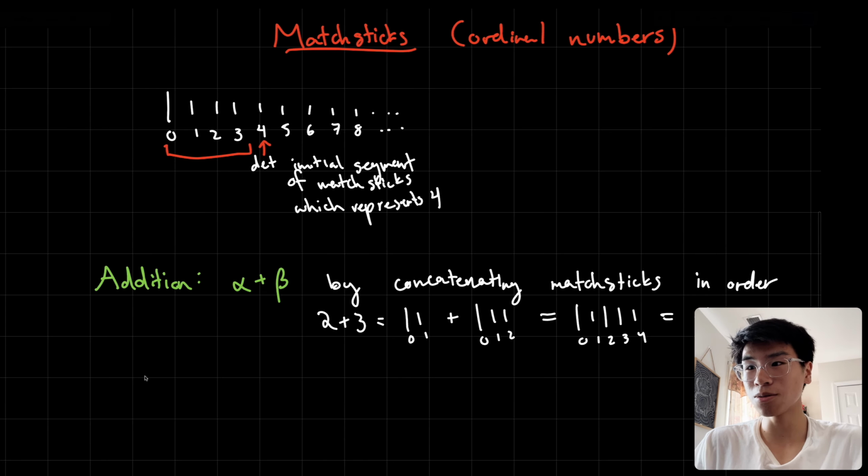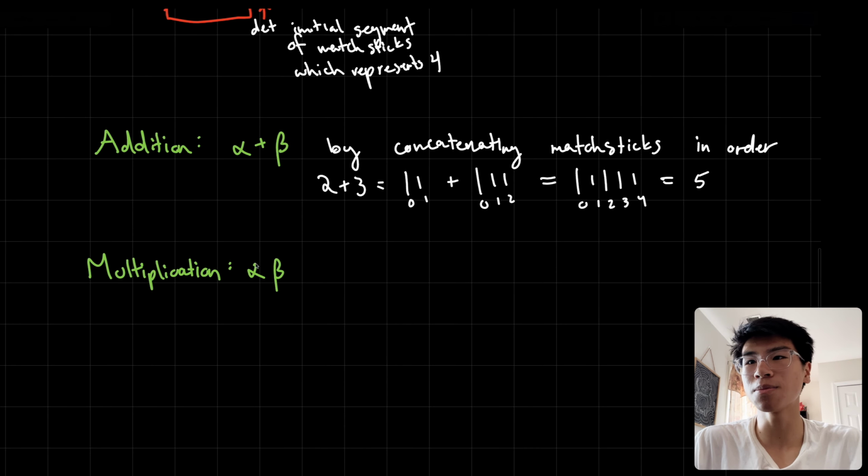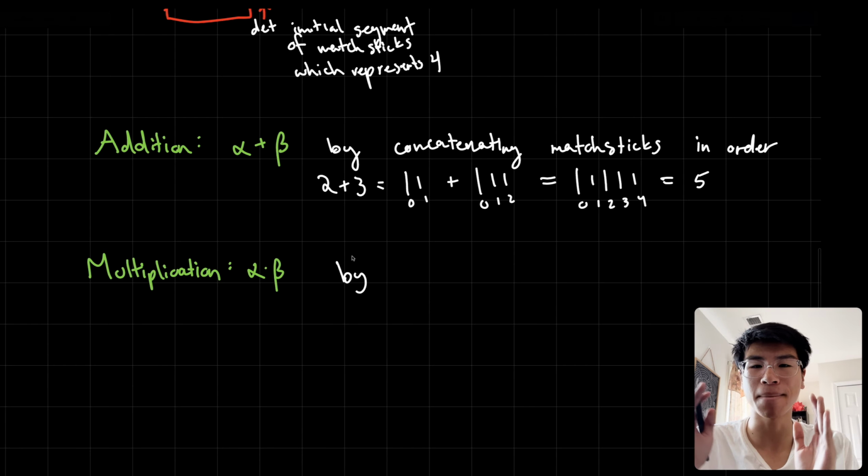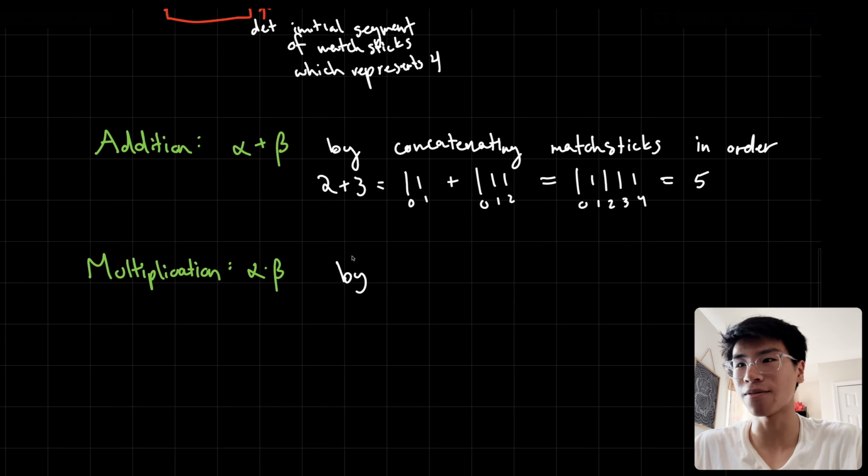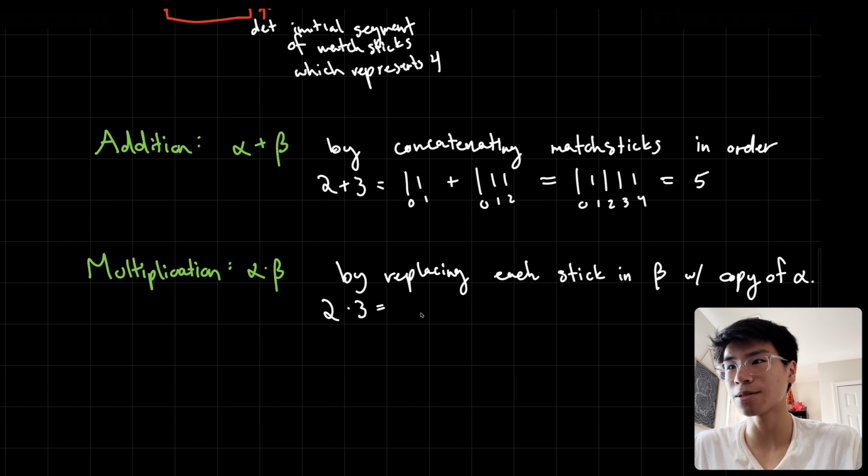We can also do multiplication. If I multiply two ordinal numbers, alpha and beta, I can do that by replacing each matchstick in beta with a new copy of alpha. So now if I do 2 times 3, that's the same as starting with 3 and replacing each of these matchsticks with a copy of 0 and 1.